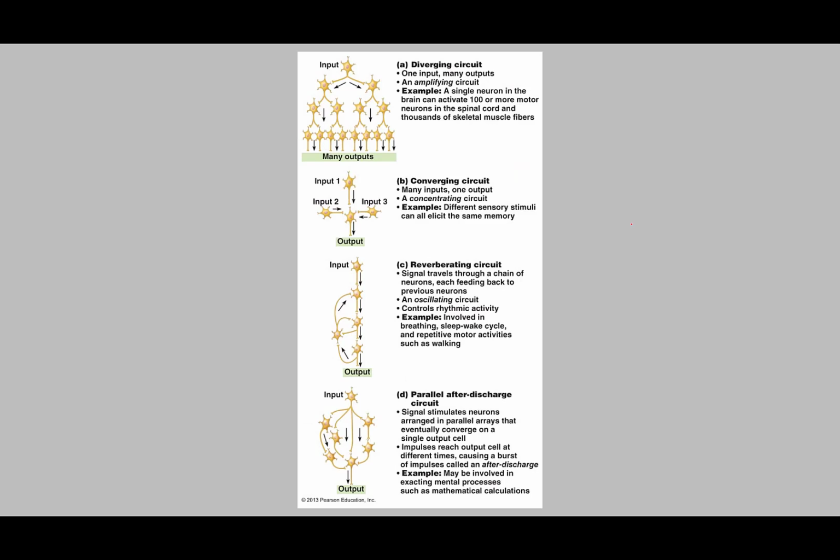So here are some different types of circuits, how one neuron can send a signal. The first one is called a diverging circuit. We have a single neuron that sends a signal to a few more neurons. Each of those new neurons generates an action potential and sends it along to a few more neurons each, generating a new action potential, sending it along to a few more neurons each. The result is one single neuron can cause action potentials in many neurons.